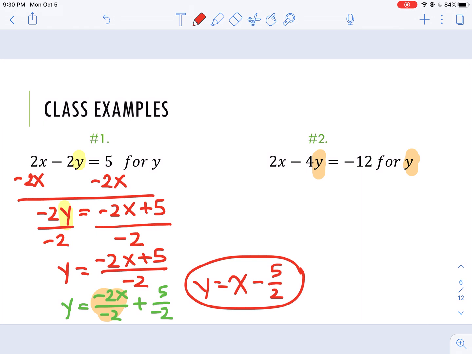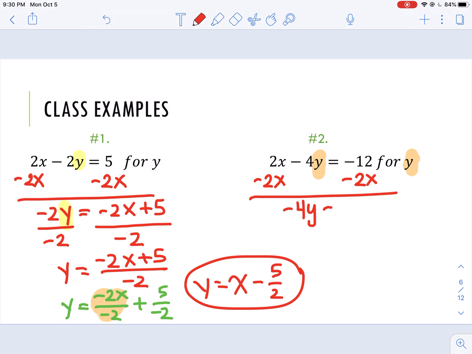So the first thing we do is to get rid of my first term of 2x. So I'm going to subtract 2x from both sides. I'm going to start from the left and go to the right. What do you think I should bring down? That's correct.